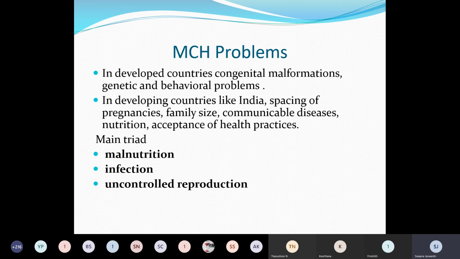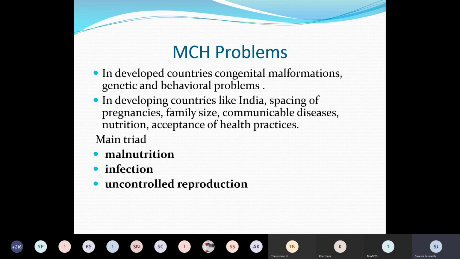Now coming to the important problems, that is the MCH problems. What are the maternal and child health problems? If you look at the problems in the developing nations as well as in the developed nations, the problems are totally different. In the most advanced countries, they are mainly concerned with problems like perinatal problems, congenital malformation, genetic and certain behavioral problems. That is the main focus of the developed countries in MCH problems.